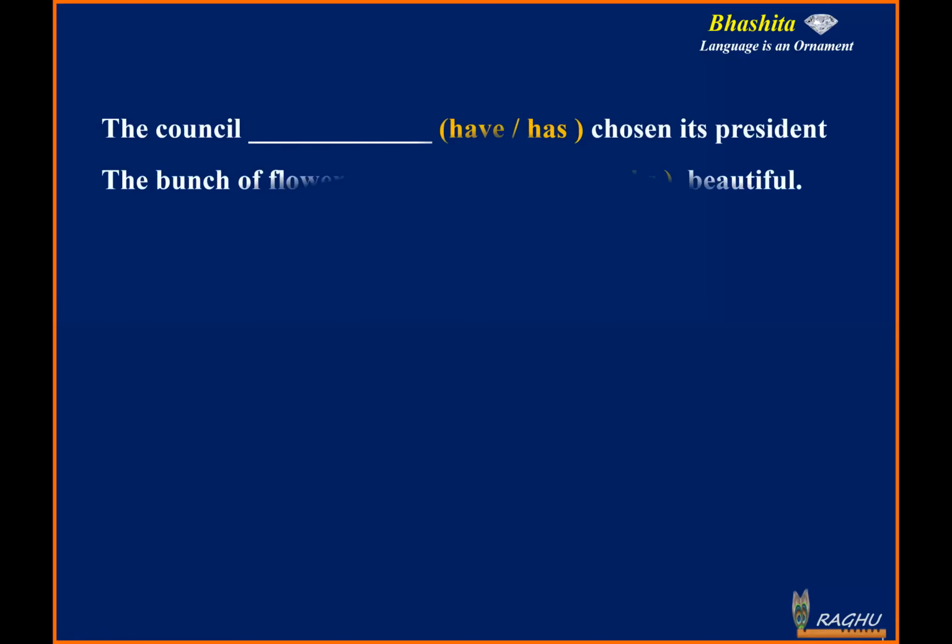Students, let us move on to the next rule now. I have given 2 sentences on the screen. Let me read them out. The council dash. The given options are have / has chosen its president. The second sentence is the bunch of flowers dash. The given options are look / looks beautiful. Can you say the right answer for the given 2 sentences here?